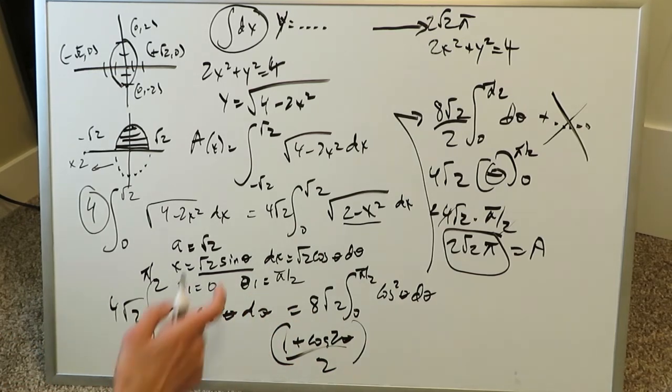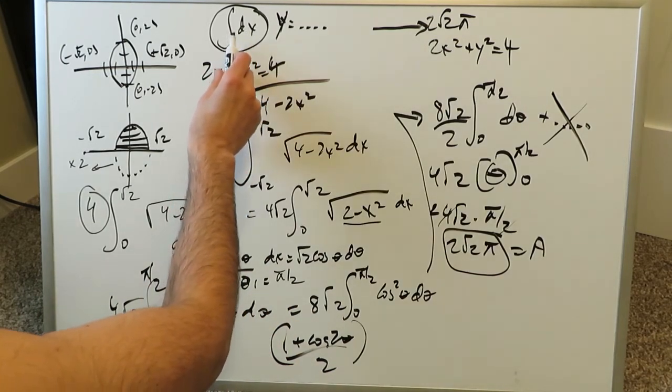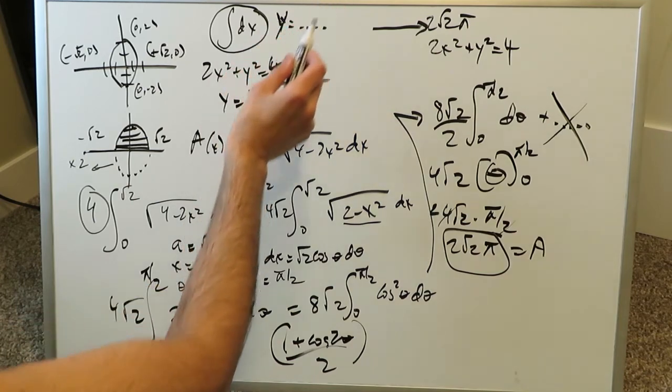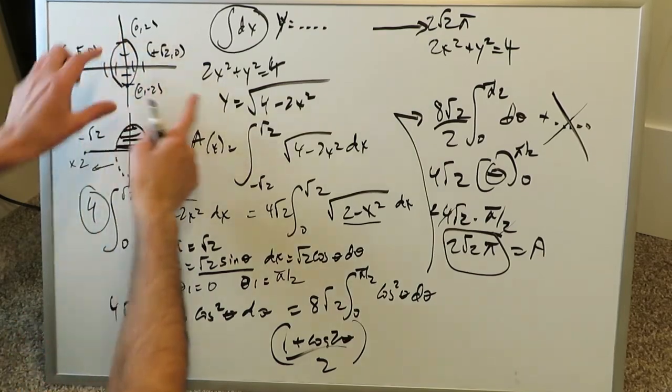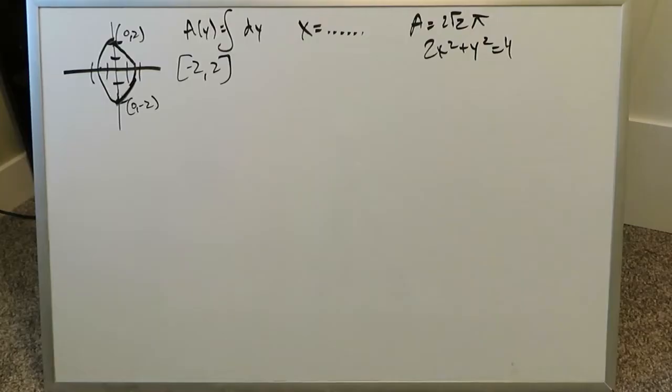Now what remains in the remainder of this video is to look at things with respect to dy and the equation in x equals format with a vertically oriented interval, lower limit, upper limit, and we should arrive at the same answer. So in the last segment of this video, we're going to be looking at the same ellipse, 2x squared plus y squared equals 4.